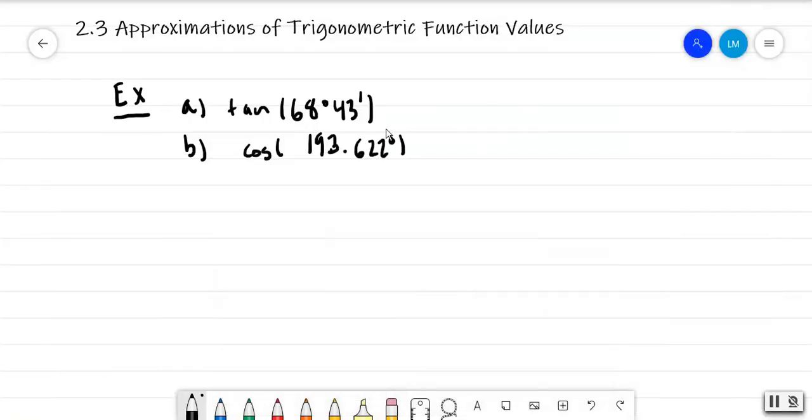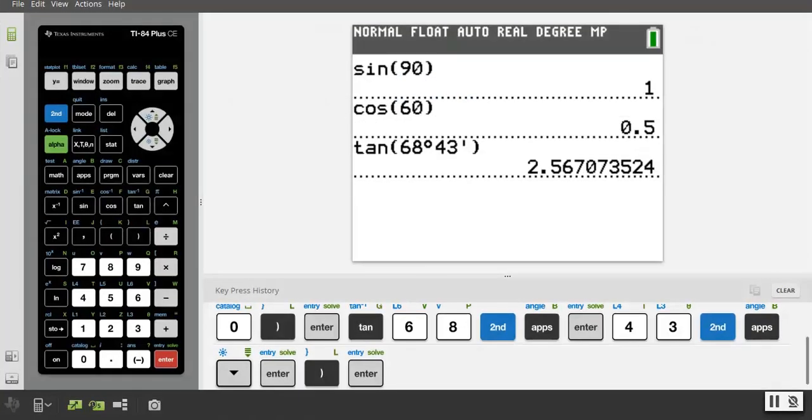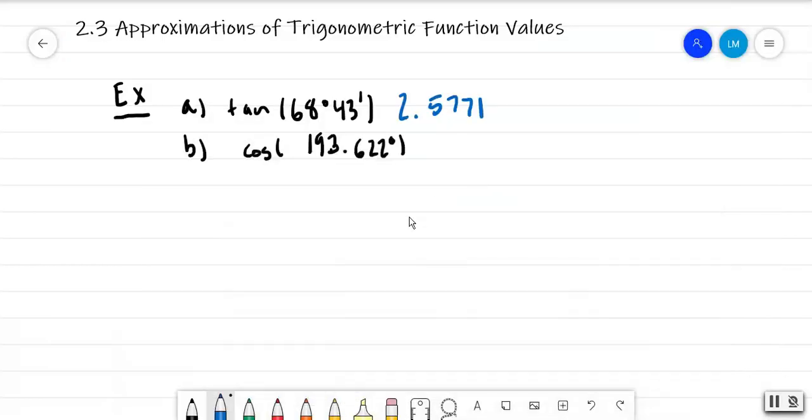Then that means that this is going to be 2.5671.